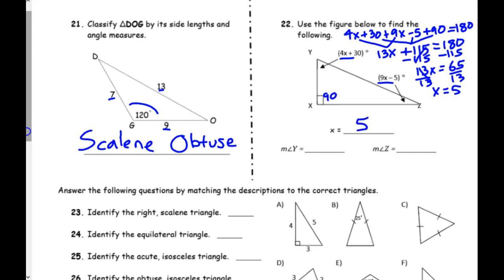And then we've got to plug it back in. So 4 times 5 plus 30. Okay, it's 20 plus 30. That's 50 degrees. Nine times 5 minus 5. 45 minus 5 is 40.